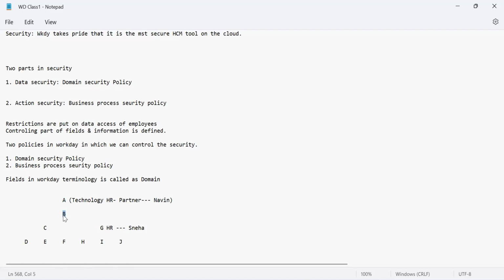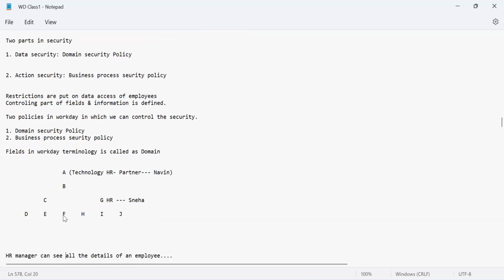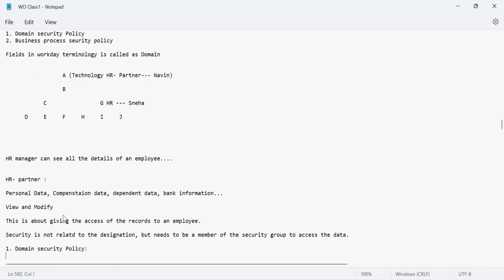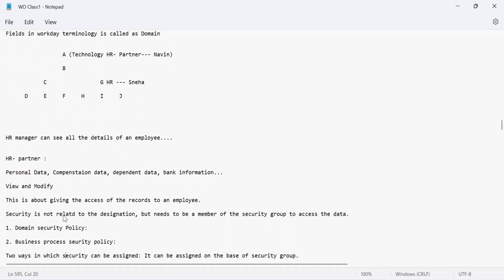Okay. If they are able to do that, that means there is a serious wrong permission that has been assigned to that security group where C is a part of it. Clear?